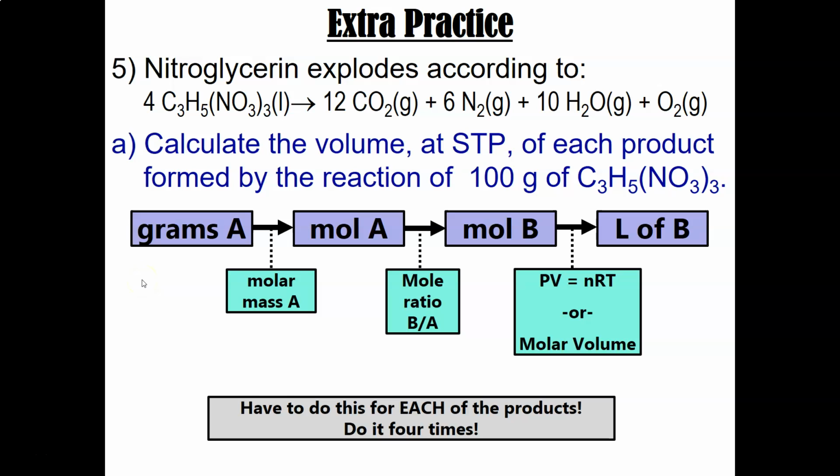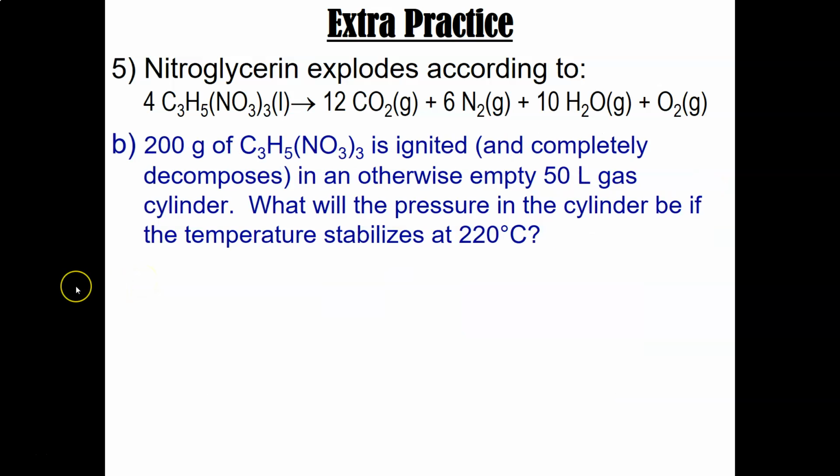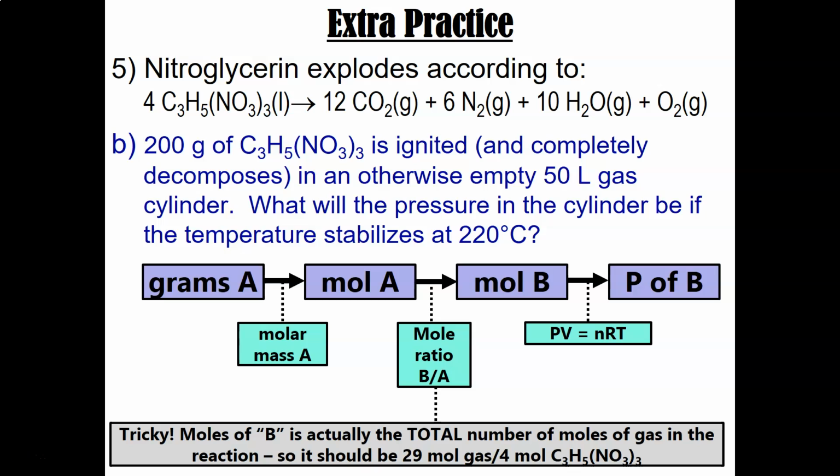Here's 5B. Pause the video and try to get your pathway. You'll notice this time it's a little bit trickier because what you're solving for is the total moles of gas. So you do add up all your values to get to 29. So your mole ratio is 29 over 4. So just a little bit tricky there. So be a little bit careful. Pause the video and try to solve this problem.